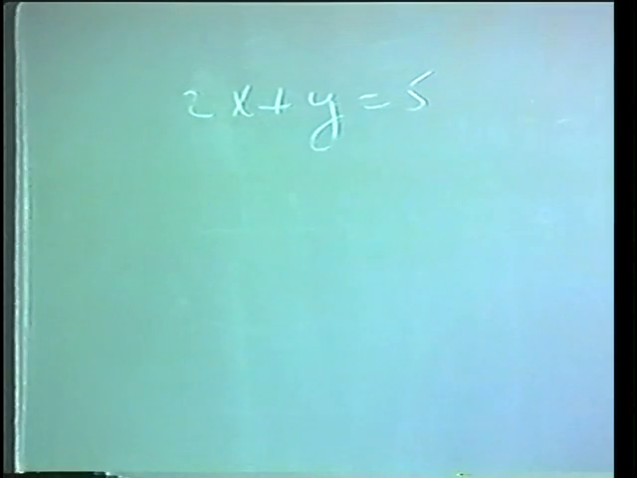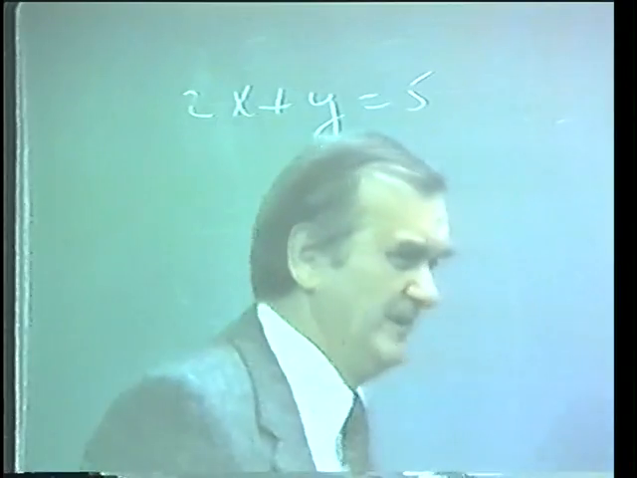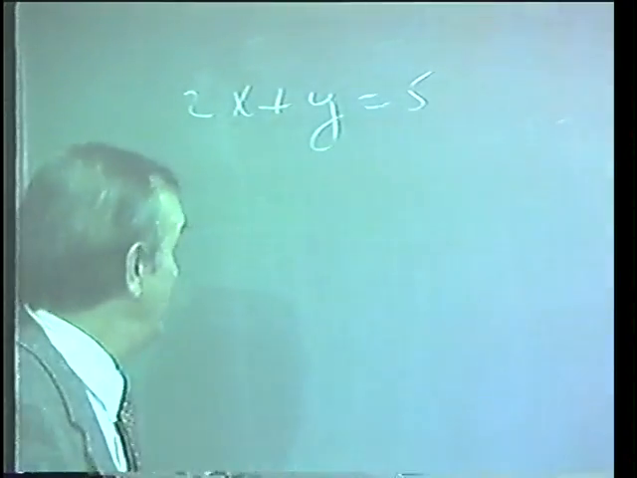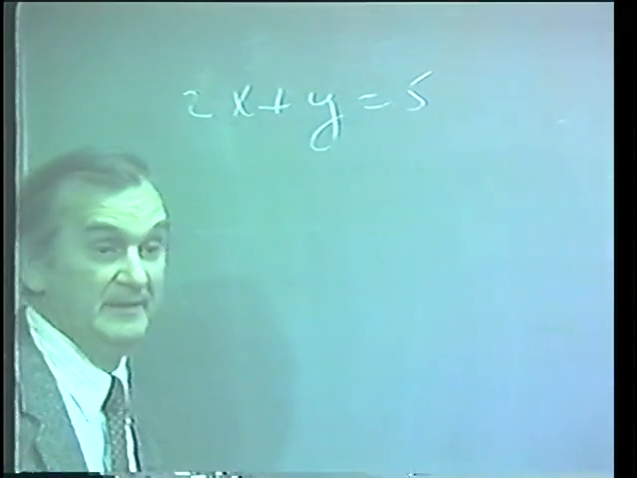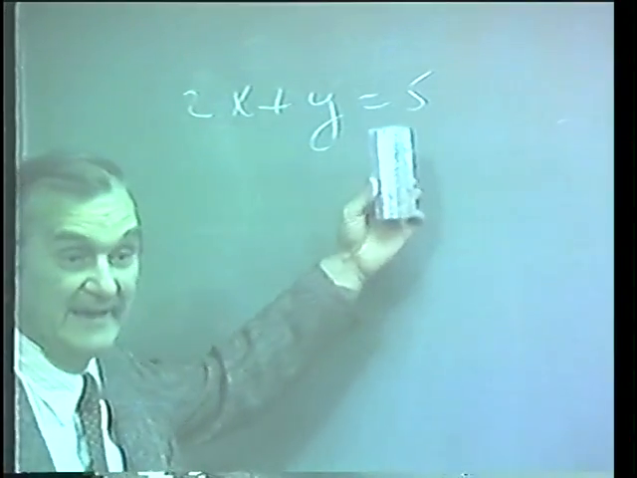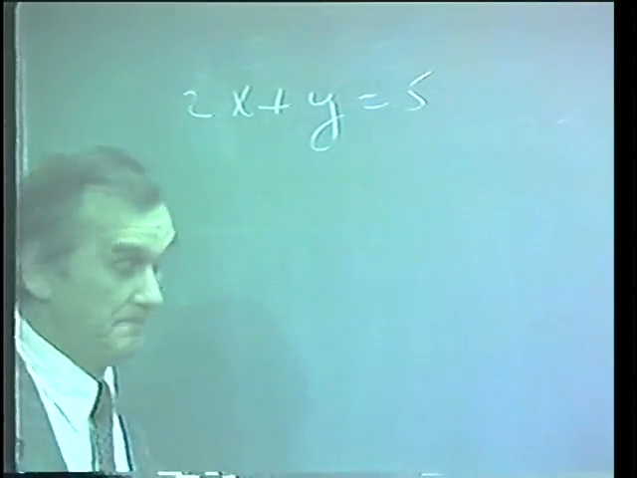2x plus y equals 5. Now we had three ways of graphing. The first method was the 3-point method. Find 3 points that are on this line. Find 3 ordered pairs that satisfy this equation.